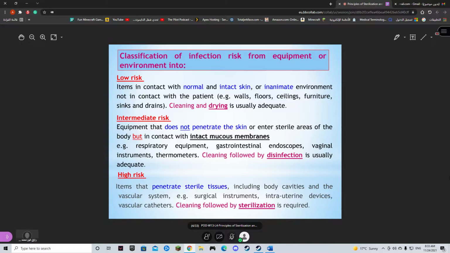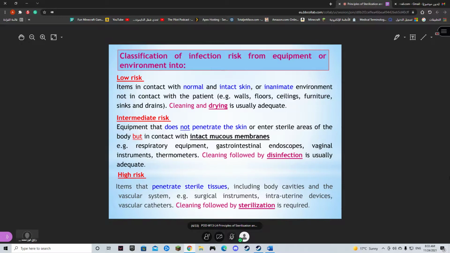Low risk means that something is not causing a problem to humans, as long as it is not in contact with the patient. For example, the inanimate environment, the walls, floors, ceiling, and furniture, which are not in direct contact. So they are adequate, meaning your chemical is not very harsh, and you can easily use it in your house. This is the low risk category.